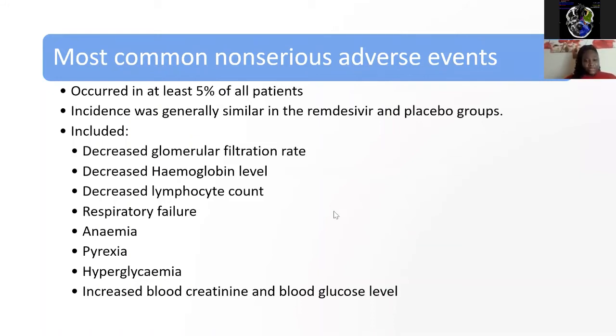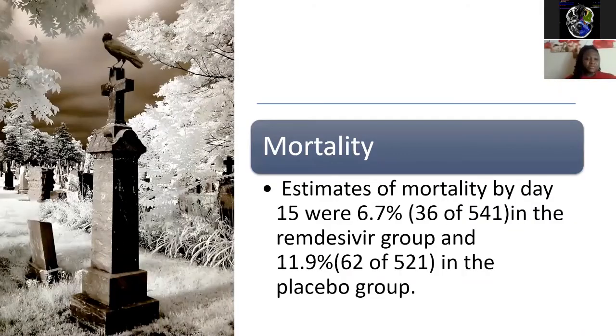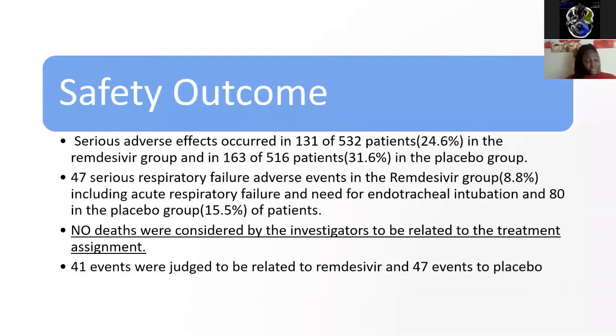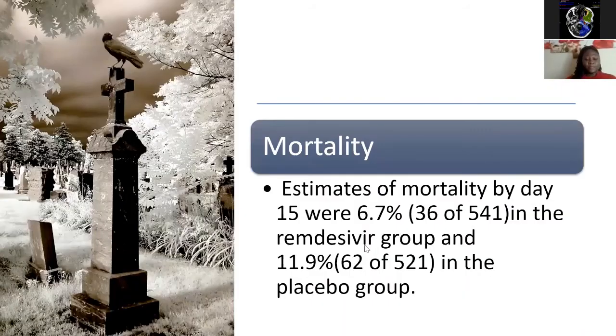Now, mortality. The estimate of mortality by day 15 was 6.7%. That's 36 out of 541 in the Remdesivir group. But if you remember earlier, it stated that no deaths were related to the treatment assignment. So which means these patients listed, they died from other causes, either from COVID-19 disease itself or from COVID-19 with other comorbidities they had, but not from Remdesivir.